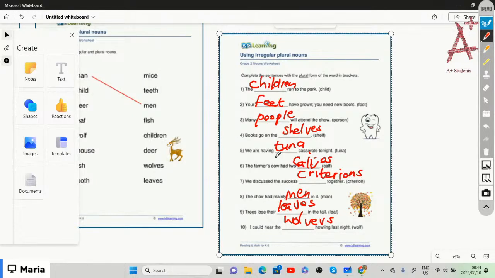And then let me go again. Then we have shelf. I built a shelf in my study, for example. But now books go on the shelves. Shelves. And there is where we drop the F and we added VES. We're having tuna casseroles tonight. Tuna and tuna is the same.